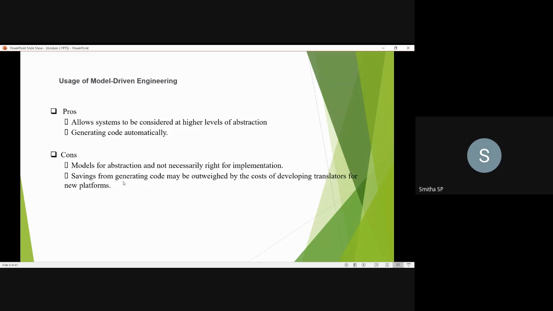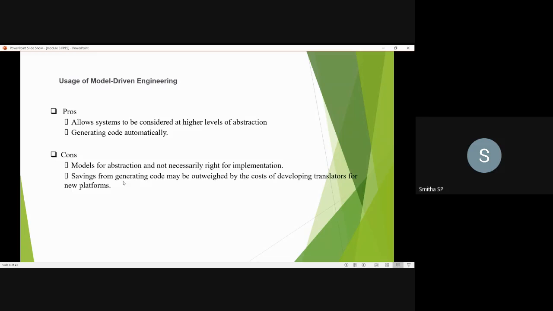There are two disadvantages, two cons. The first con is that models for abstraction are not necessarily right for implementation. In the sense, model driven engineering allows system abstraction at a higher level, as you know. So these models are meant for abstraction only, and they are not necessarily suitable for implementation purposes. The second disadvantage is that, as we know, model driven engineering generates the code automatically, it is cheaper to adapt the systems to new platforms, but you need to spend more on the translators for those new platforms.